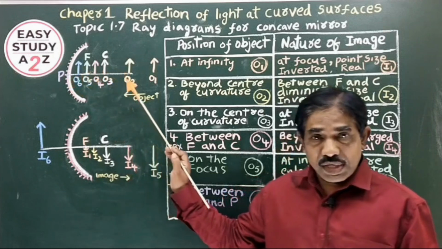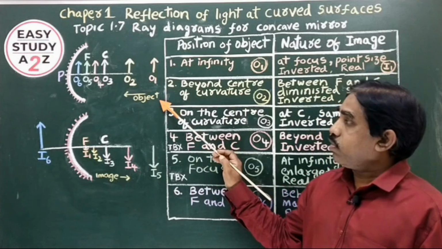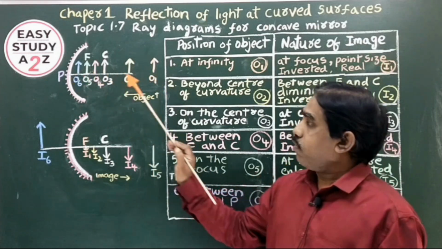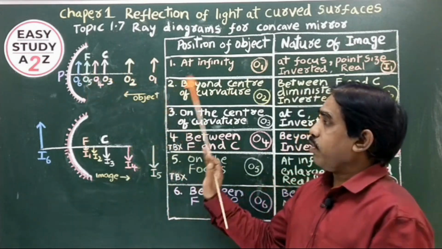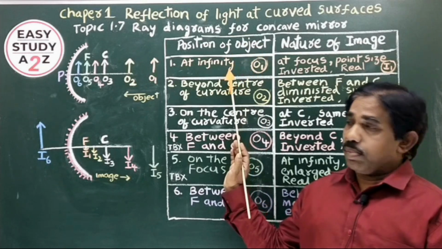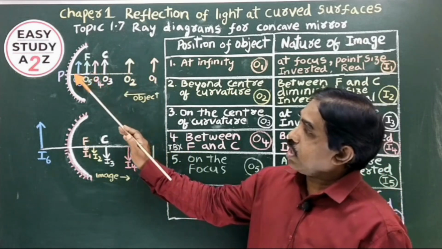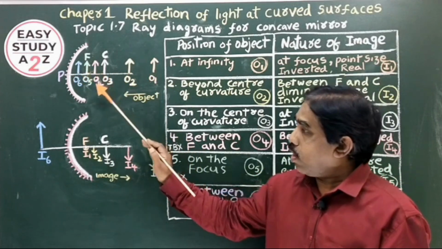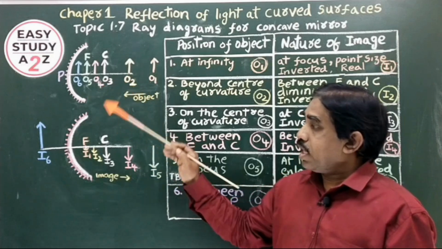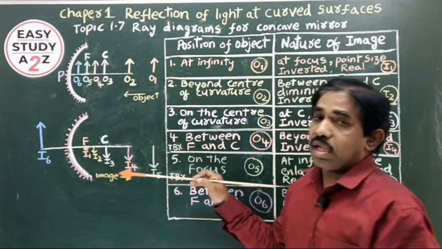Corresponding to these places, we observe the images like this. We are moving the object from infinity towards the pole, from right side to left side, from far away infinity to beyond the center of curvature, moving towards the concave mirror. When we move the object like this, the image moves from left to right.